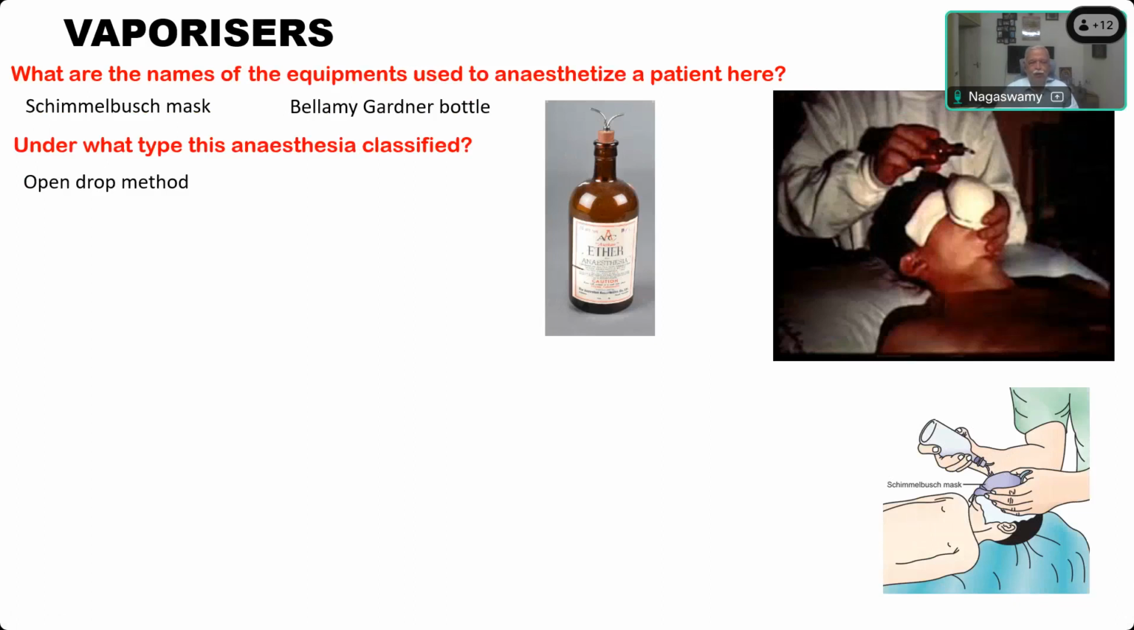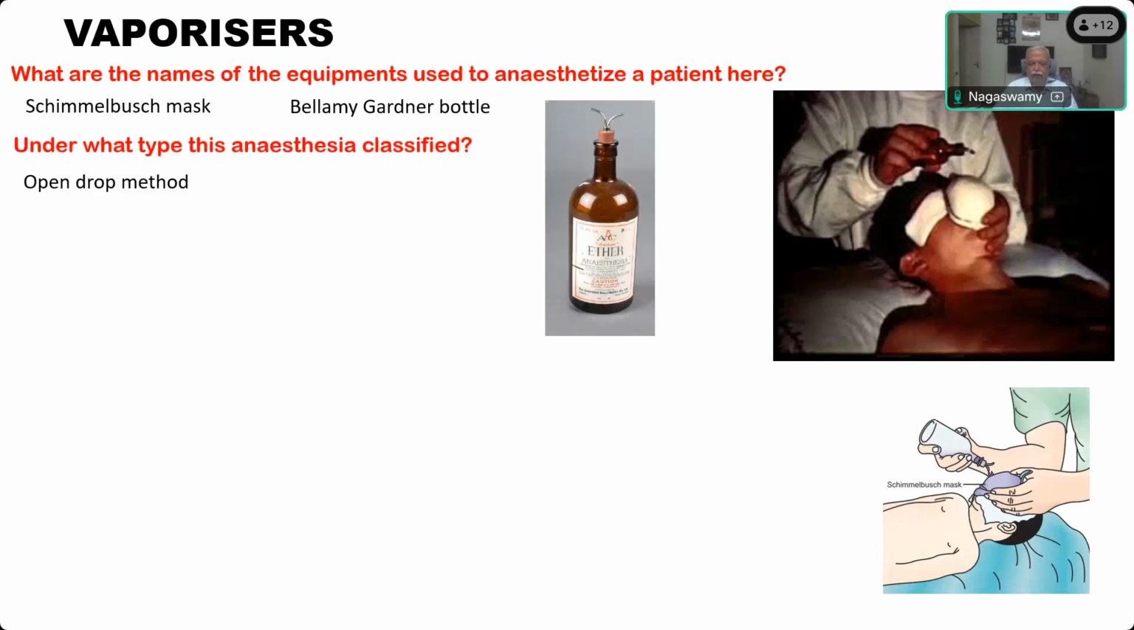So the patient is open to the atmosphere. He breathes in from the atmosphere and he breathes out into the atmosphere. And that is the reason why it is called the open method. In this same open method, some examiners may ask you, is it really open or semi-open? That means what is the difference between open and semi-open? That is the next point that you should have a clear idea about.